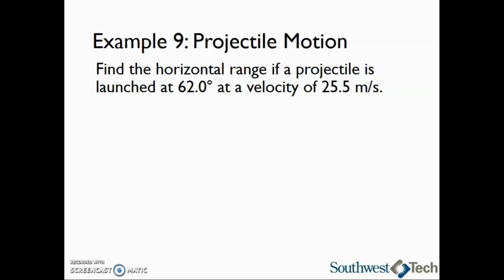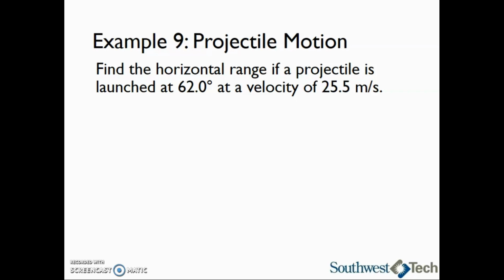Let's take a look at one more example of projectile motion in the sixth motion video. This problem is a little bit more difficult because the projectile is originally launched at an angle. Find the horizontal range if the projectile is launched at 62 degrees at a velocity of 25.5 meters per second.